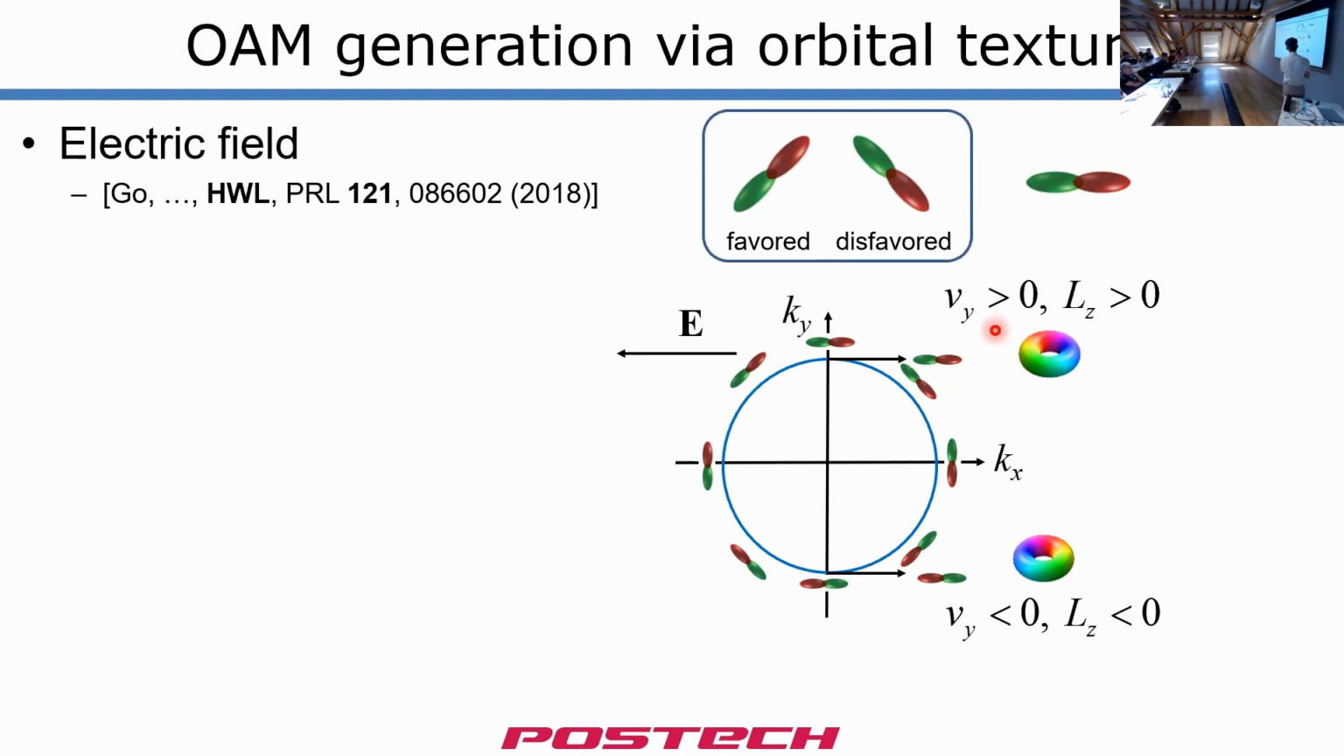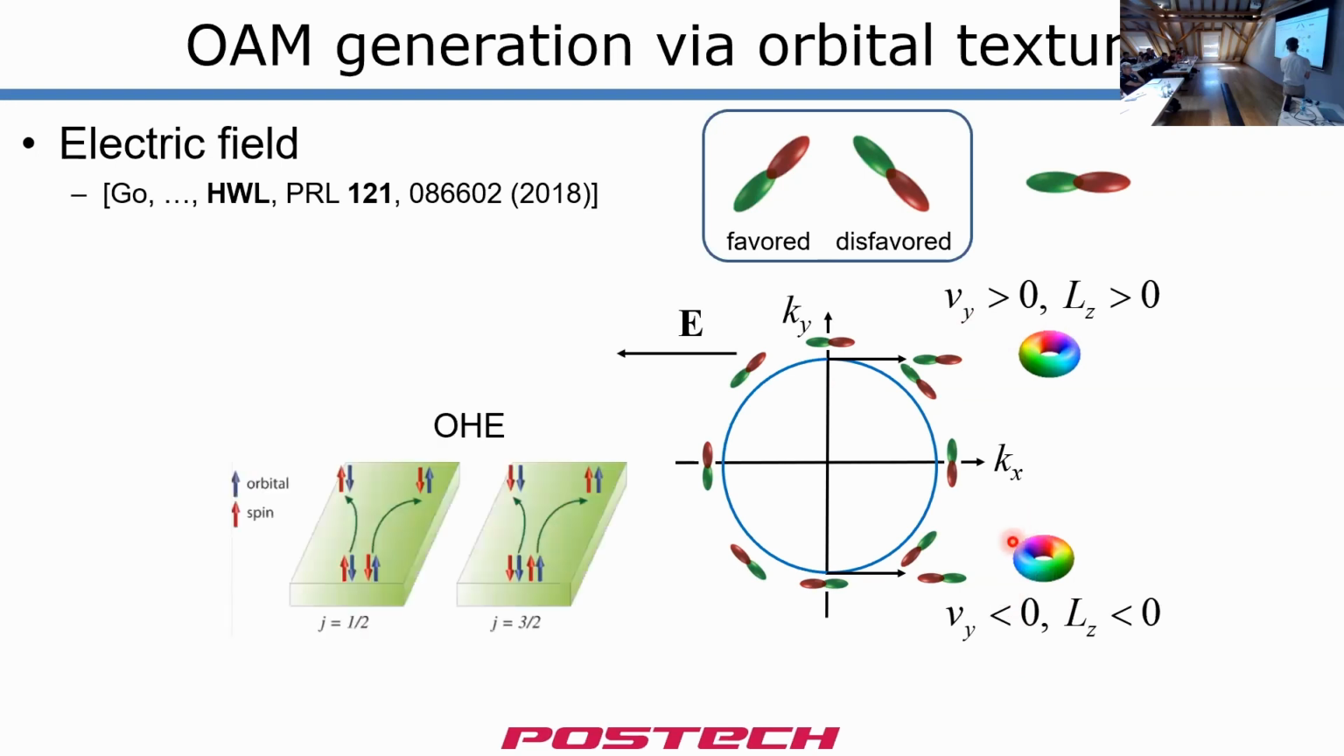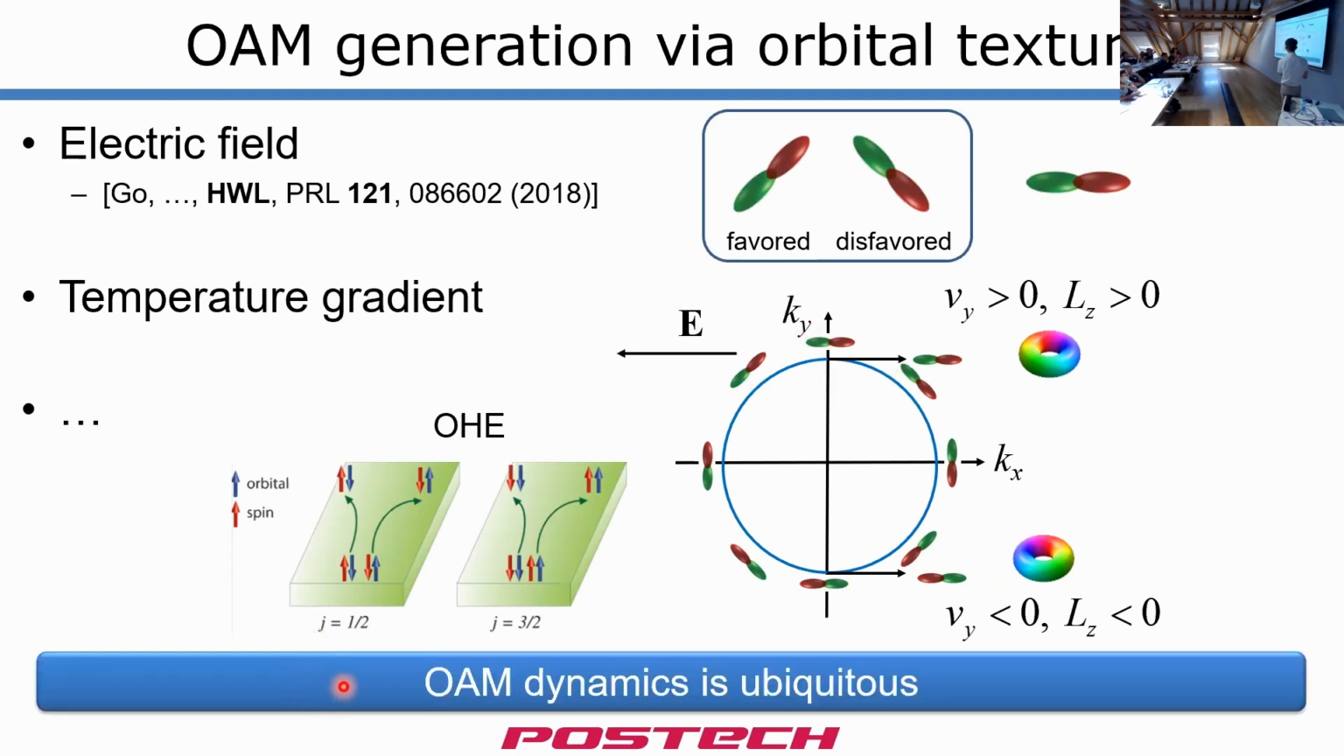So here we have positive group velocity, upward direction, and positive generated orbital angular momentum, and negative group velocity and negative orbital angular momentum generated. And their product, which is the orbital current, will add up. And that is the orbital Hall effect. And probably you've noticed that all I need is the orbital texture and some mechanism to push momentum. So we may replace the electric field by something else, like a temperature gradient or whatever can perturb momentum. So in this sense, I may say that orbital angular momentum dynamics is quite ubiquitous.